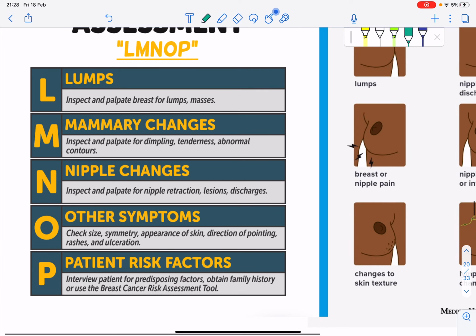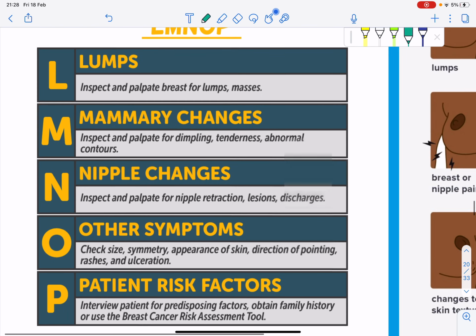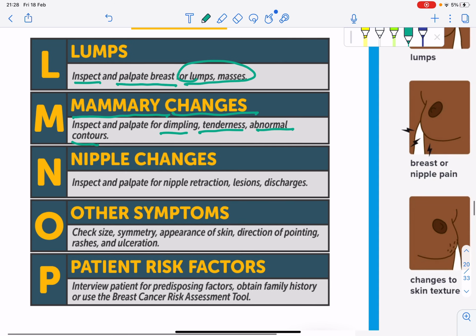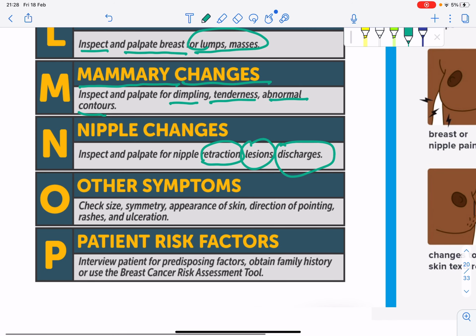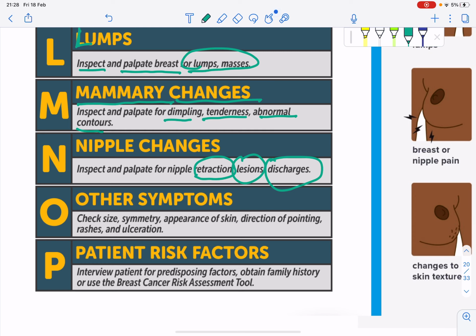Now, you can remember some of these signs with the mnemonic LMNOP. So L is for any lump, so you want, as a doctor, to inspect and palpate for any lump or a mass. Then M for any mammary changes. Well, this kind of means any changes on the surface of the skin, dimpling, tenderness, and abnormal contours. There can also be nipple changes, which can be what kind of changes? You can get retractions, you can get lesions, and you can obviously get discharge as well. Now, your other symptoms: L for lumps, M for mammary changes, N for nipple changes, O for other, and P for patient risk factor.